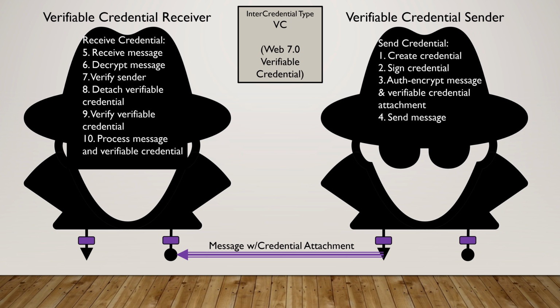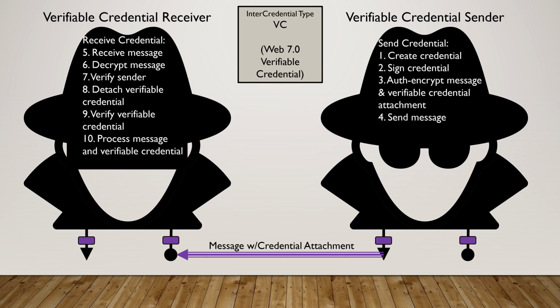And here the verifiable credential sender-receiver model is virtually identical to the raw credential sender-receiver model. We have one extra step on the right and one extra step on the left, so let's go through those. So to send a verifiable credential, we create the credential, we sign the credential, we auth encrypt the message and the verifiable credential attachment, and we send the message. So here, only step 2 is the additional step relative to the raw credential sender-receiver model.